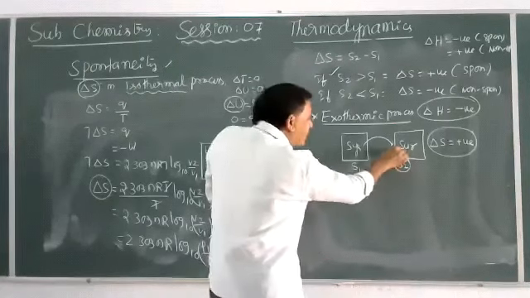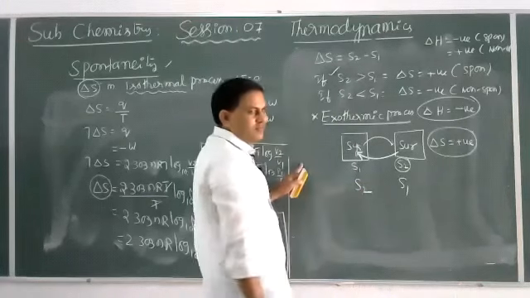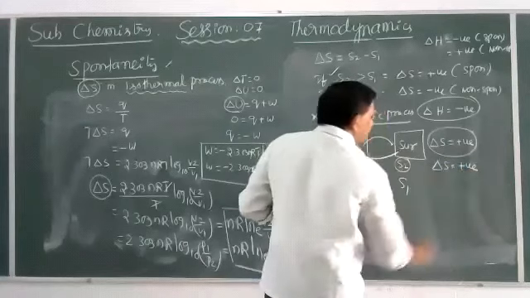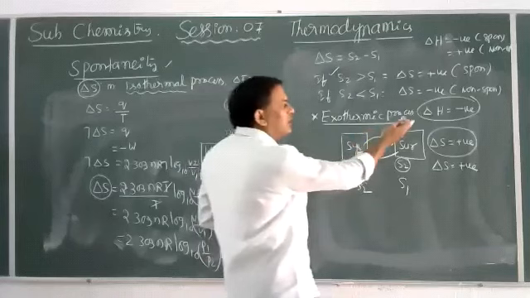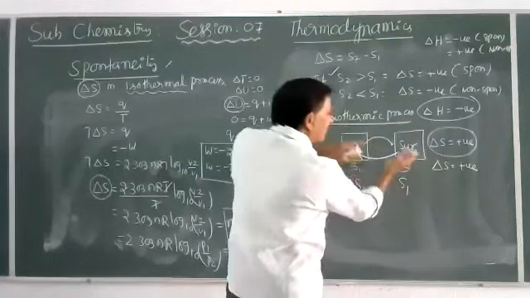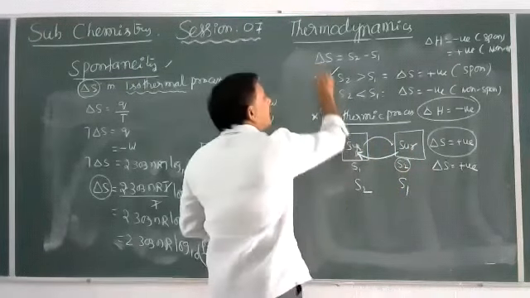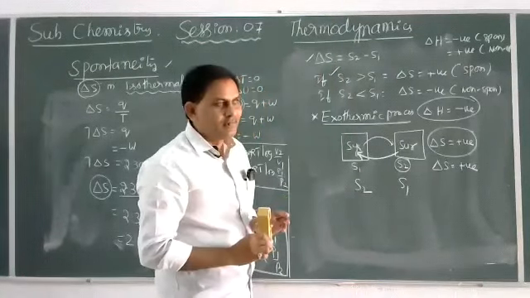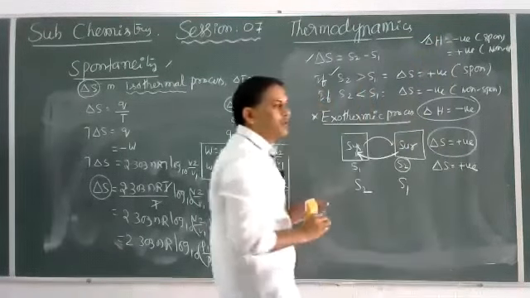Again, if heat goes from the surroundings to the system, then it is S1 and S2. In this case also, delta S is positive for an endothermic process. So for both endothermic and exothermic processes, delta S is positive. That is, from system to surroundings and from surroundings to system, disorderedness increases. That's why by using delta S alone, or delta H alone, we can't decide the spontaneity.